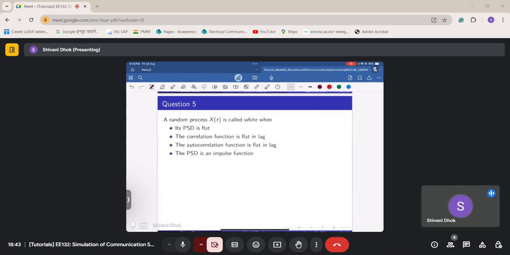The fifth question says that a random process x of t is called white when: 1. Its PSD is flat. Yes, this we know by definition. This option is correct. Second option says that the correlation function is flat in lag. So if your autocovariance function is some constant, then in the frequency domain, its PSD will be c times delta f, an impulse in frequency, which means it is not flat.